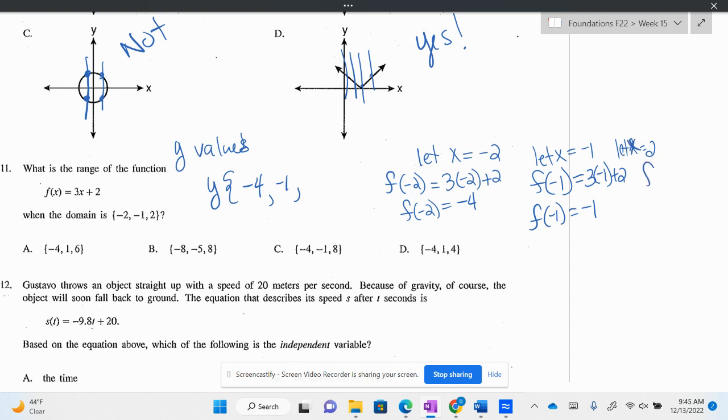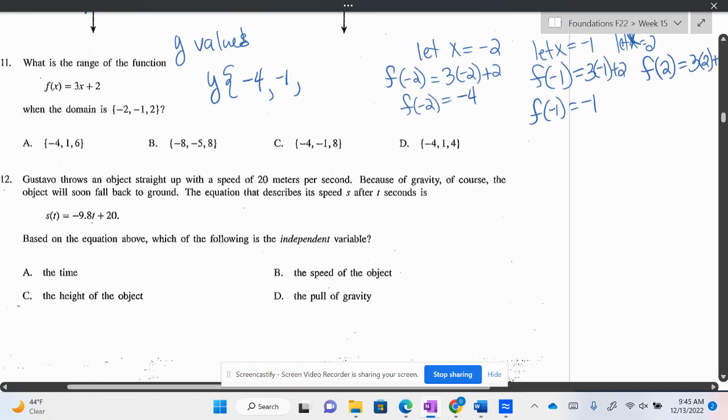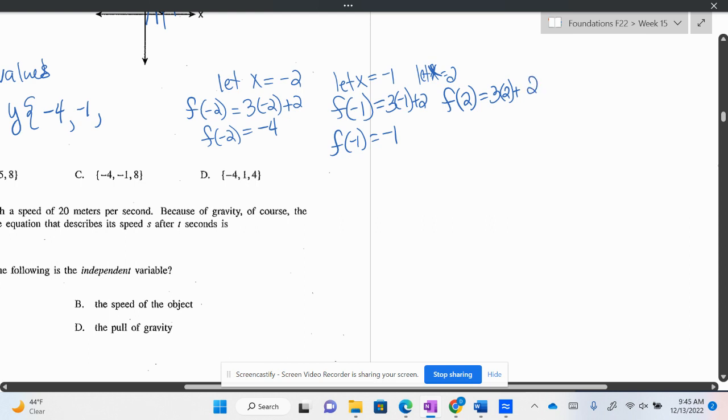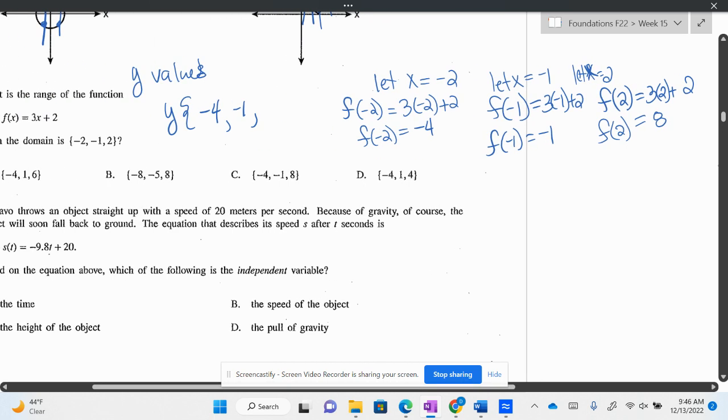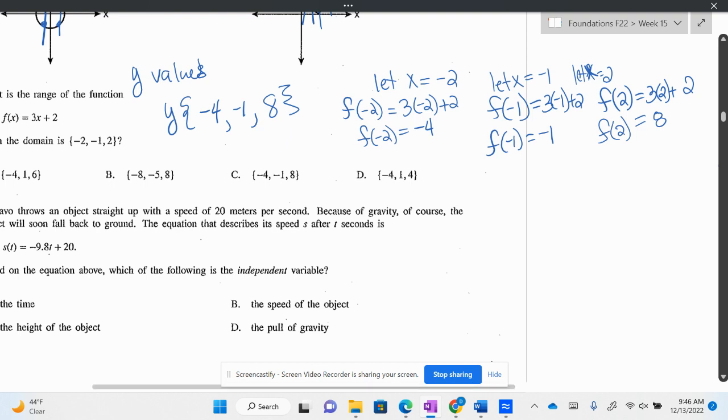And this last one, I'm letting x equal 2. So f of 2 equals 3 times 2 plus 2. So 3 times 2 is 6, plus 2 is 8. So my range values are -4, -1, and 8, which is example C.